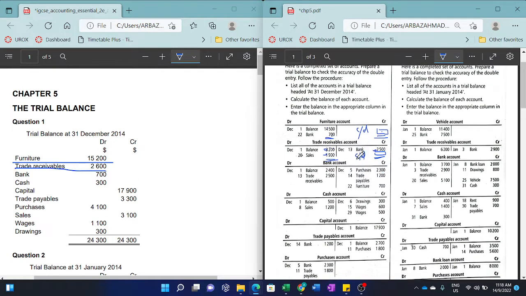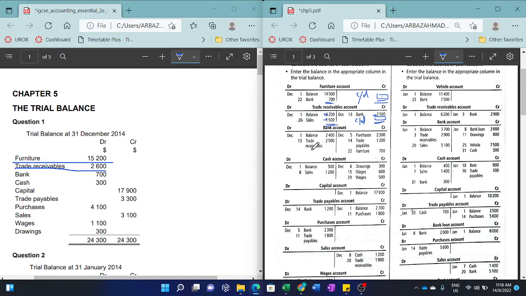For our bank account also, we will have a balance carried down on this side. We should be having that because it's supposed to be debit, right? So if we have the balance carried down on this side, the balance brought down is going to be on this side. So we are looking at the balance brought down. The balance brought down should be on the debit side. Why? Because it's an asset.